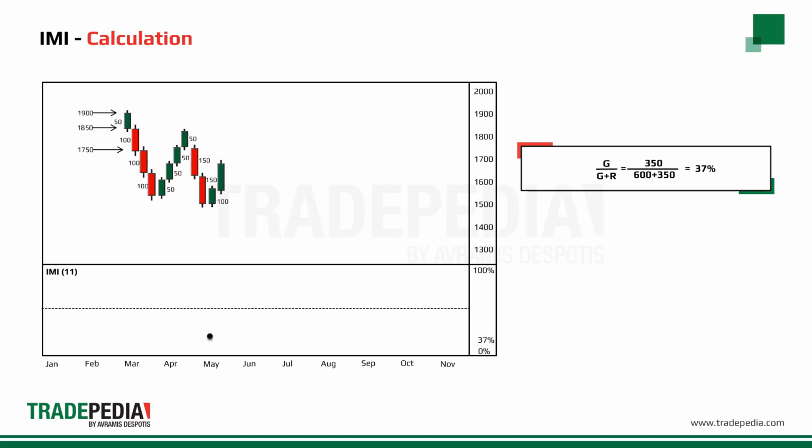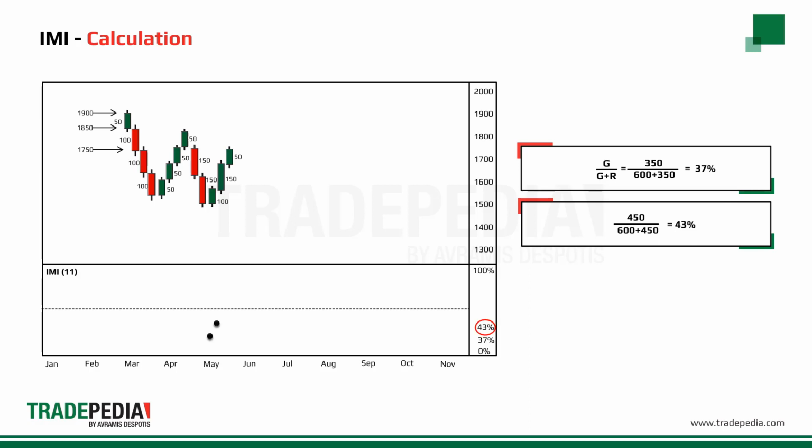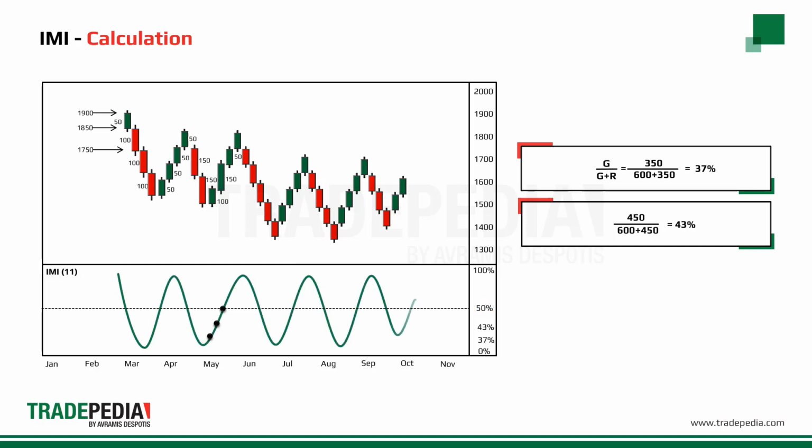The next day, we have a green candle of 150 points. Remember, we always count the last 11 periods. So now we have 450 green and 600 red, which gives us 43% as our second point. When the green points are equal to the red points, the IMI would be at the 50% equilibrium level. This is the intraday momentum index.